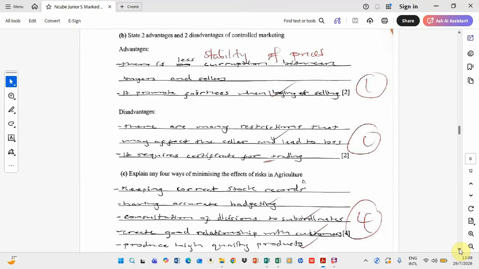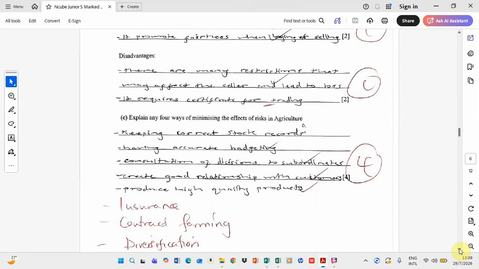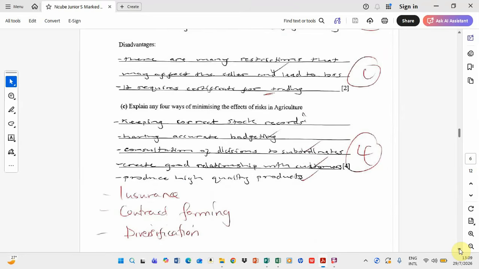Okay. Explain any 4 ways of minimizing the effects of risks in agriculture. Risks can be insured against. And then you can also talk of contract farming, whereby farmers are producing and they know that all of their produce is going to be bought. Then farmers should also diversify.